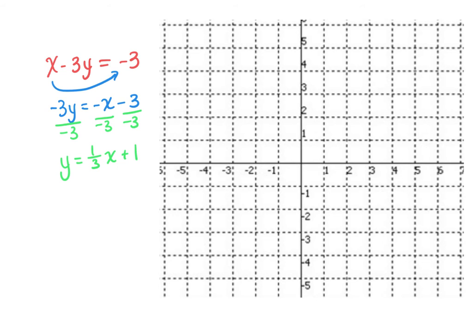So if I start at positive 1, a 1/3 slope is going to take me up 1 and over 1, 2, 3. And then I'm going to connect those dots there. Now, what I will say is when you're doing this process that we're about to do, you want to be very precise when you graph these. All right, and I'll show you how to be as precise as possible.